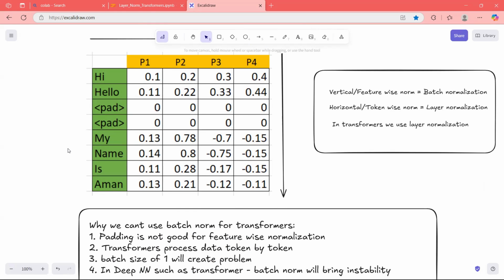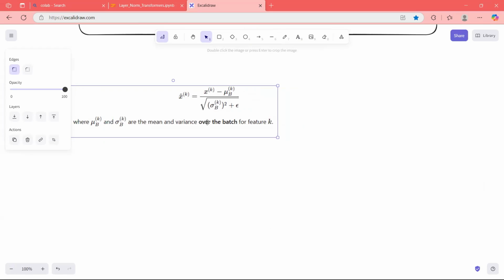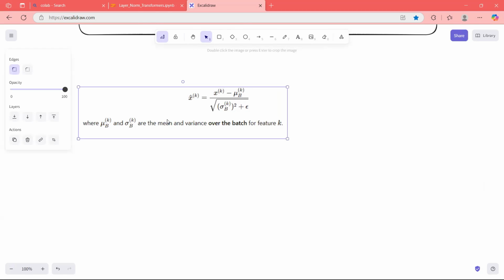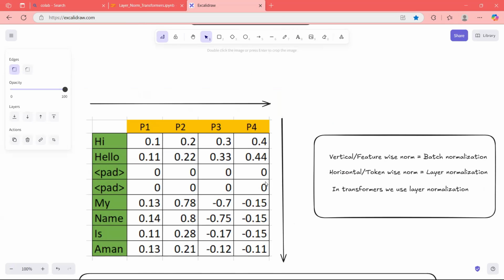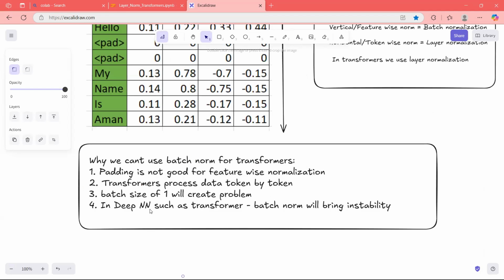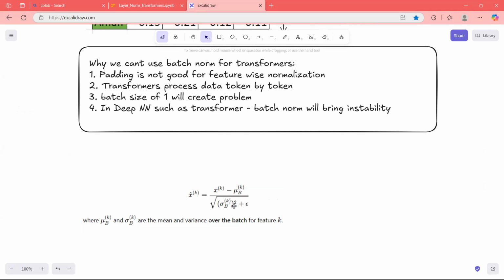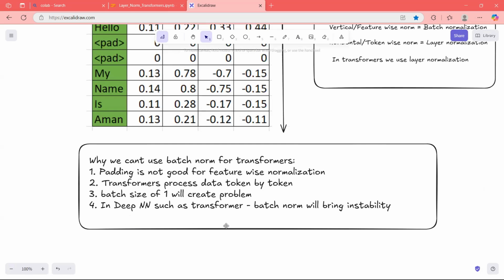Fine. And since you have understood how normalization will work, I am just trying to give you the formula so that it will be very simple for you. In batch normalization, as I told you, it will be feature by feature normalization. So if you take the first feature, x of first minus mu b of first divided by the square root of the variance plus epsilon, where epsilon is one small number so that the division is not by 0. Where mu b and sigma b are the mean and variance over the batch of feature k.